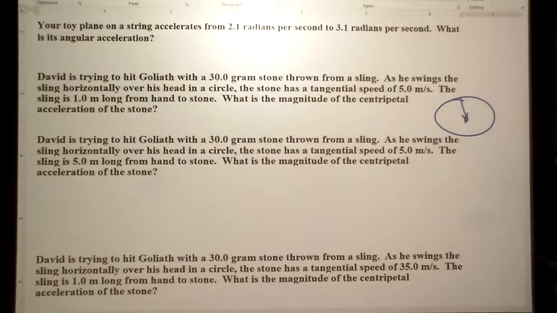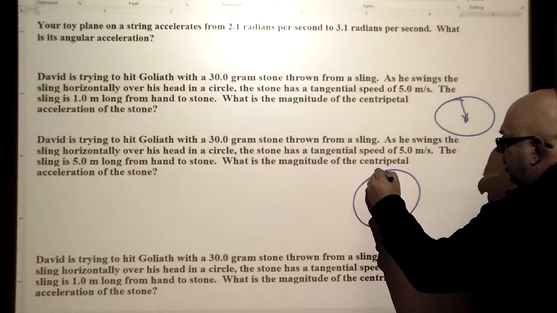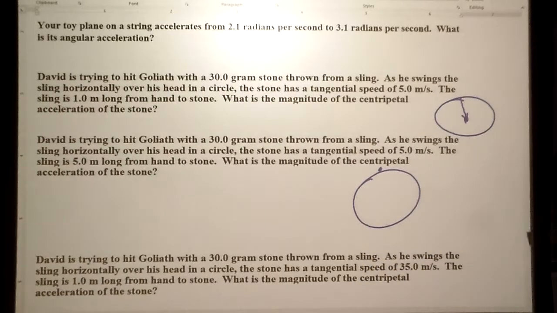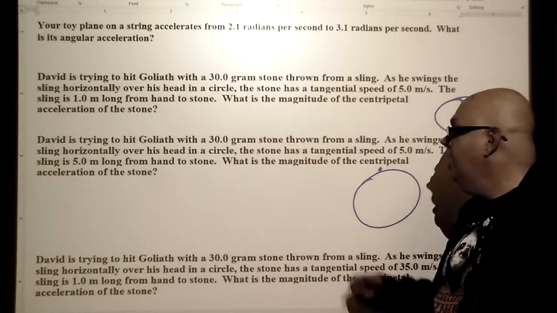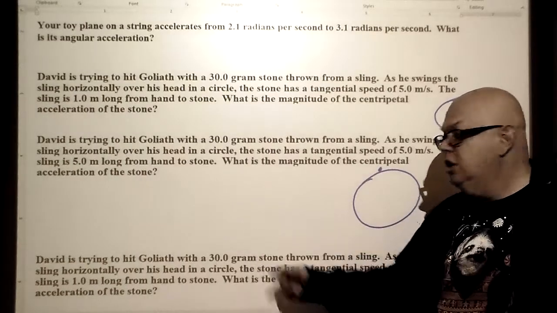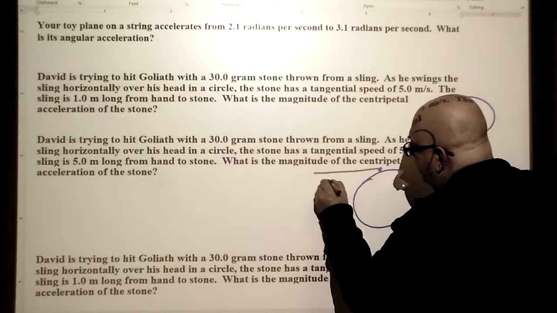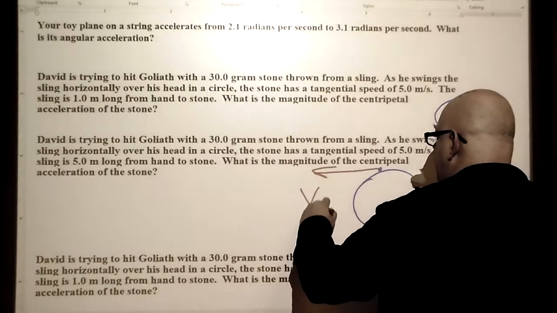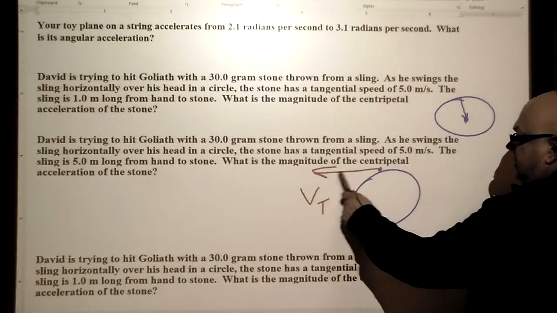Our tangential speed, on the other hand, if we look at circular motion, if you have an object at the edge of the circle, it's going to go at a certain angular speed, which means it's also going at a certain velocity in a straight line, but it's always tangent to the edge of the circle. When it's a tangent like this, that's what we call the tangential velocity. So that's what it means there.